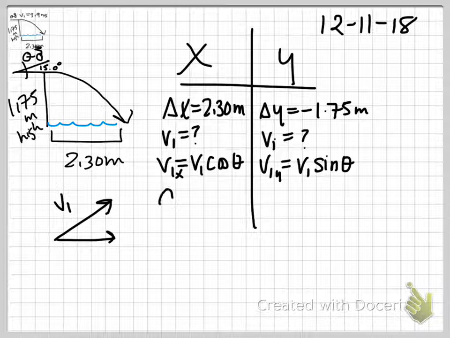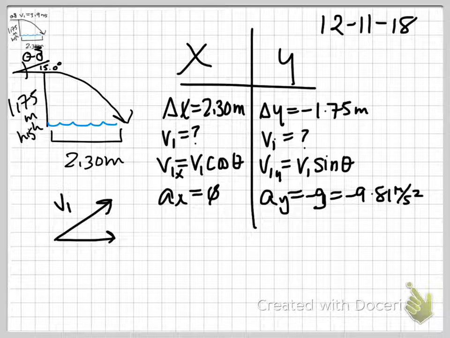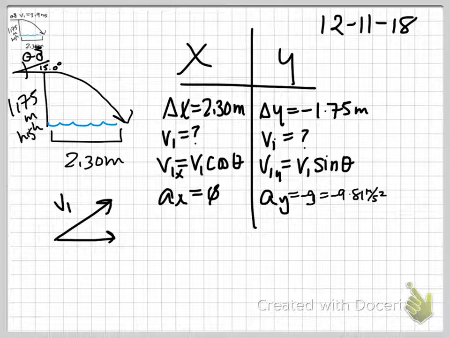What else do we know? A sub x is 0, a sub y is negative g, which is negative 9.81 meters per second squared. Why do I persist in writing negative g? Just to remind you, because it'll come in handy later.